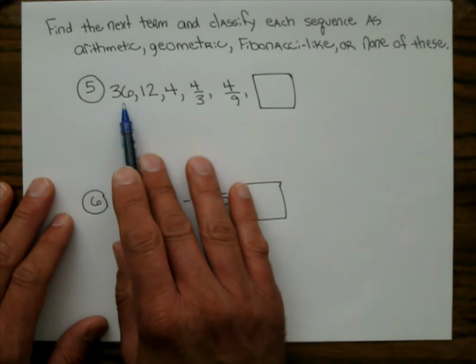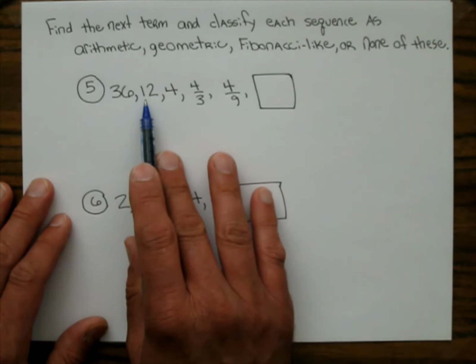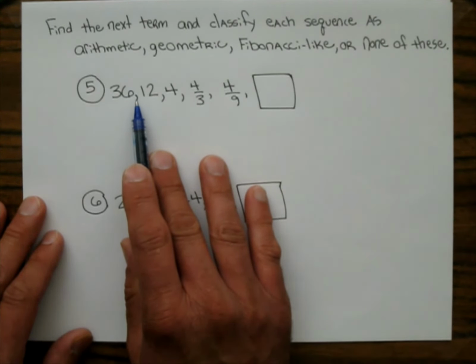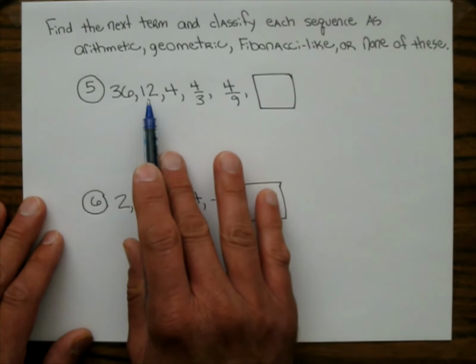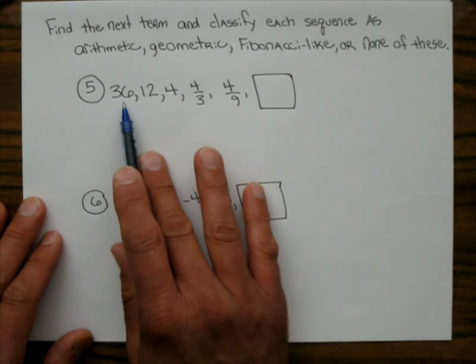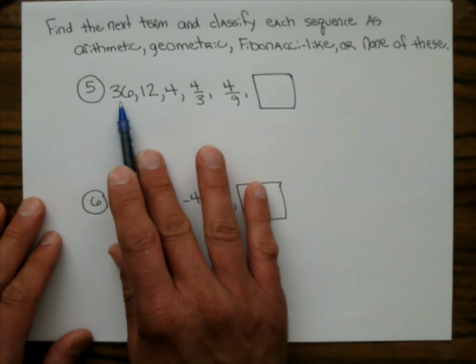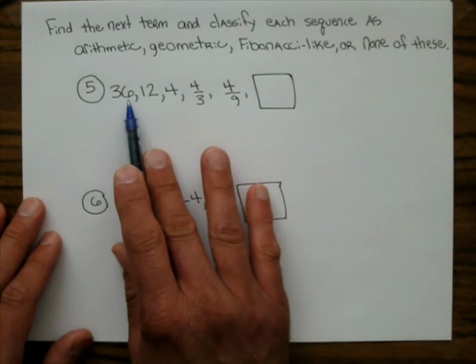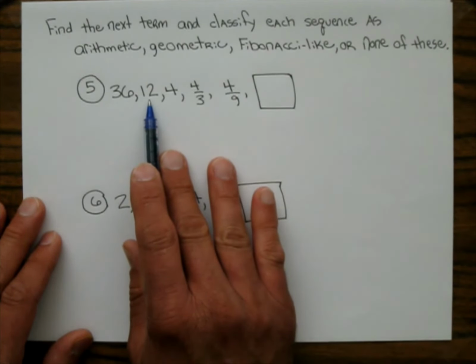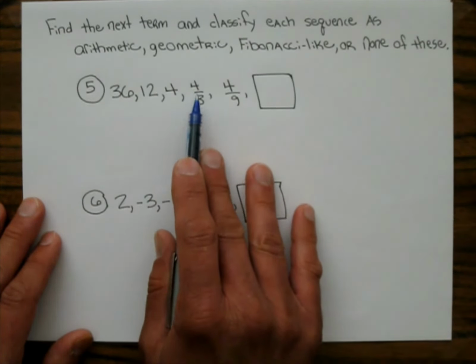Is this arithmetic? Well, wow. For it to be arithmetic, there's a gap between these, and the gap looks like I subtract 24. So if I subtract 24, I get 12, and if I subtract 24 from 12, well, it doesn't give me 4. Well, here's something else. If I divide 36 by 3, 36 divided by 3 is 12. 12 divided by 3 is 4. 4 divided by 3 is 4/3.